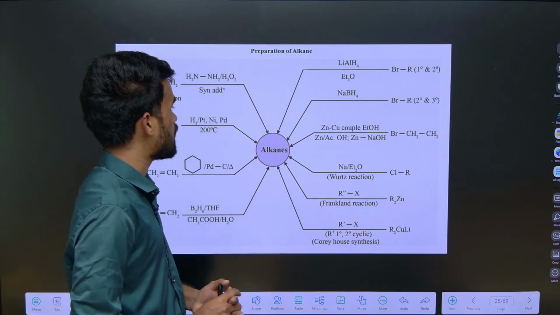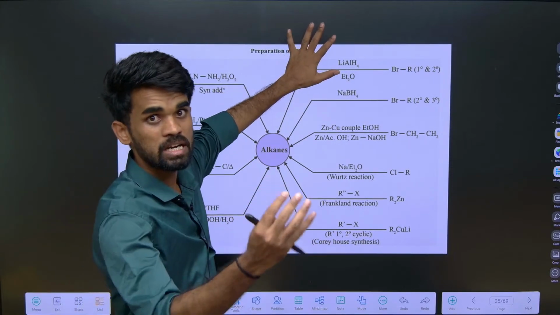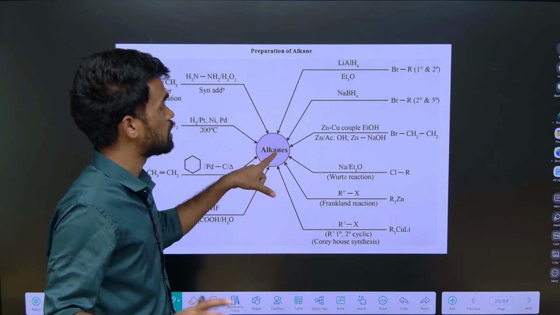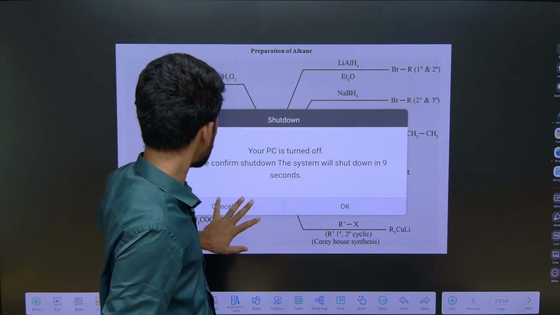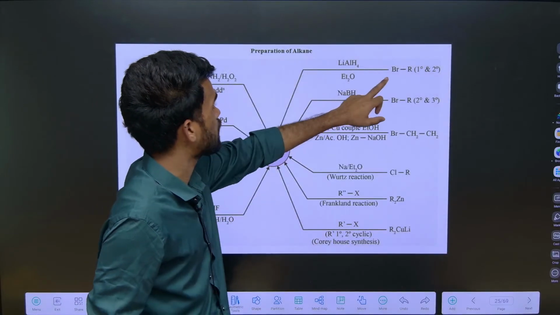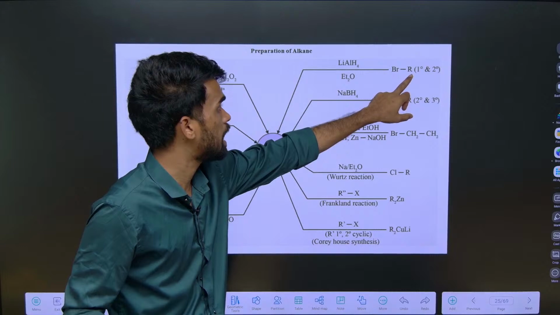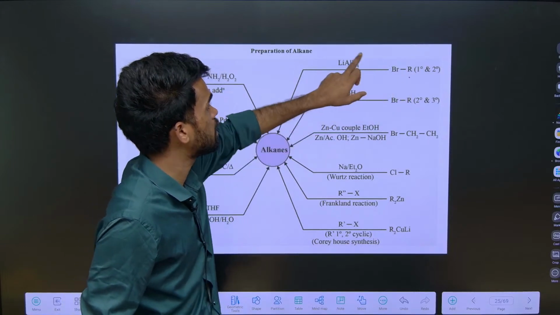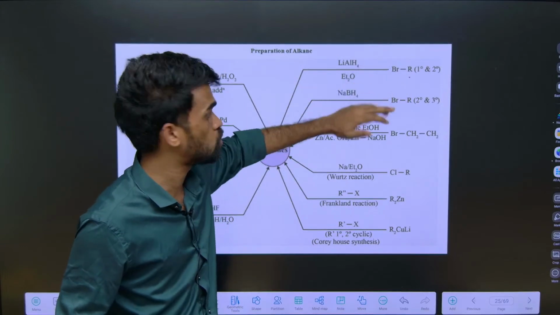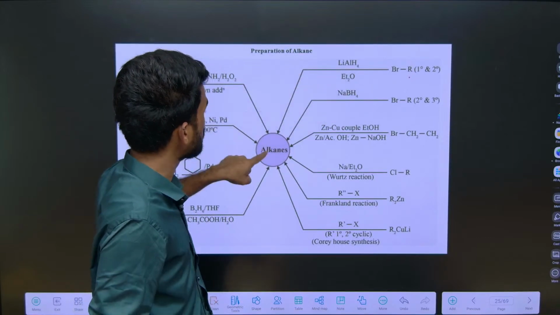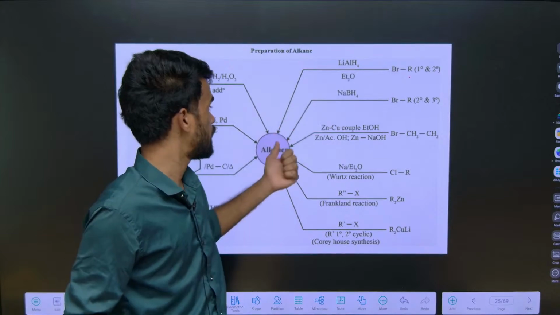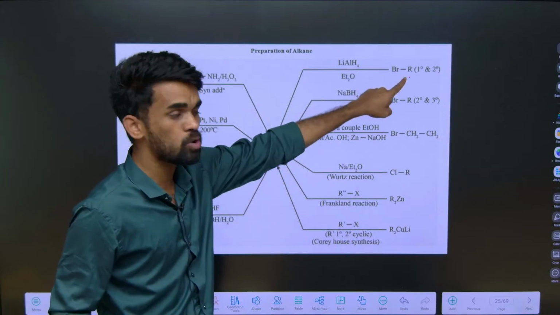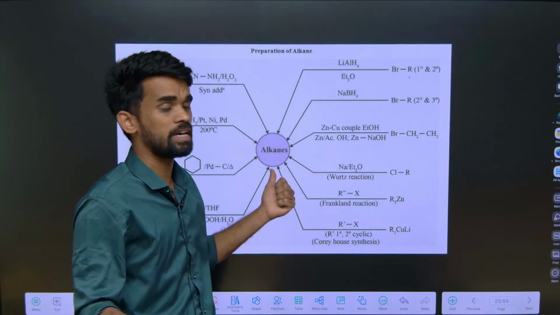So let's start our topic with a revision of the last class. Alkanes: what are the preparation methods we have? Using alkyl halides, if we have alkyl bromide, upon treating with something like lithium aluminum hydride or sodium borohydride, it will give the respective alkane. If it is methyl bromide, we will get methane. If it is ethyl bromide, we will get ethane, like that.